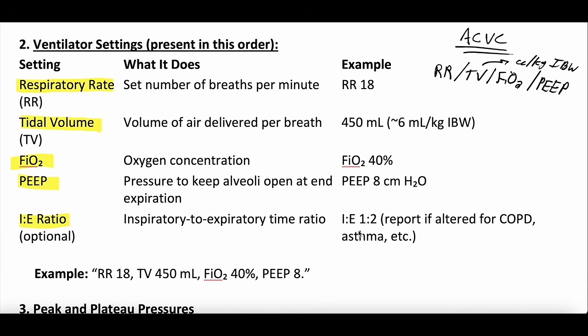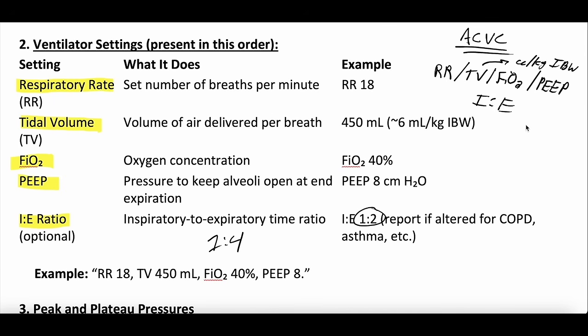If someone has obstructive lung disease or kind of a deranged I to E ratio, normal being about 1 to 2, it is important to say that because these things can get lost track of sometimes. So let's say they're on an I to E ratio of 1 to 4 because they have a bad COPD exacerbation. You can then add that I to E ratio at the end, right? So patient X is on ACVC. Mechanical ventilator settings are 18, 450, which is about 6 cc's per kg of ideal body weight, FiO2 40%, PEEP of 8. Their I to E ratio is still 1 to 3 for their obstructive lung disease.